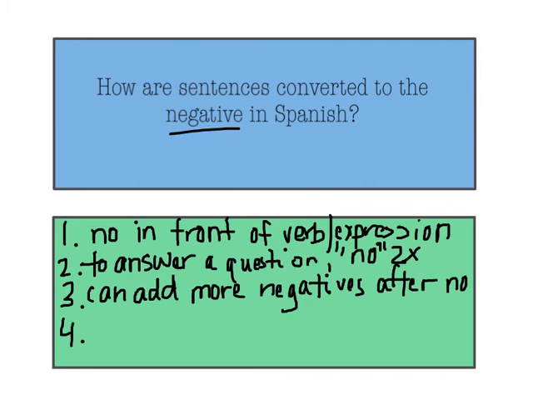Then the fourth one is that when we want to say that we don't like either of two choices, or more than two, we use ni and ni before those two things that we're talking about.